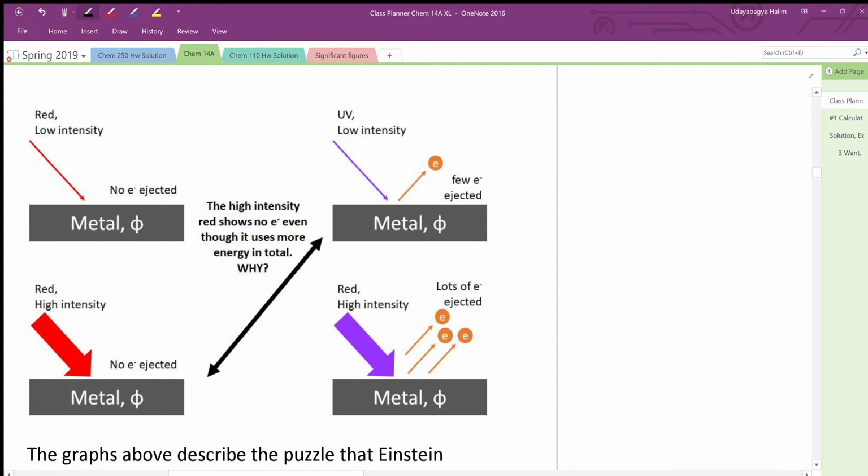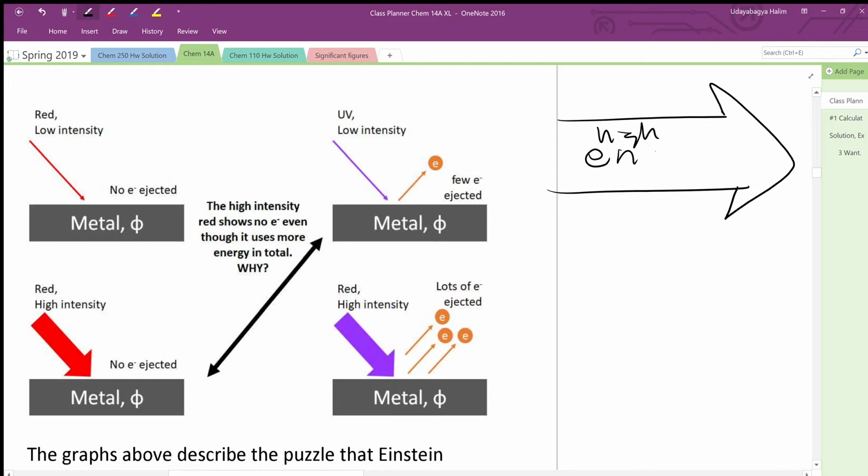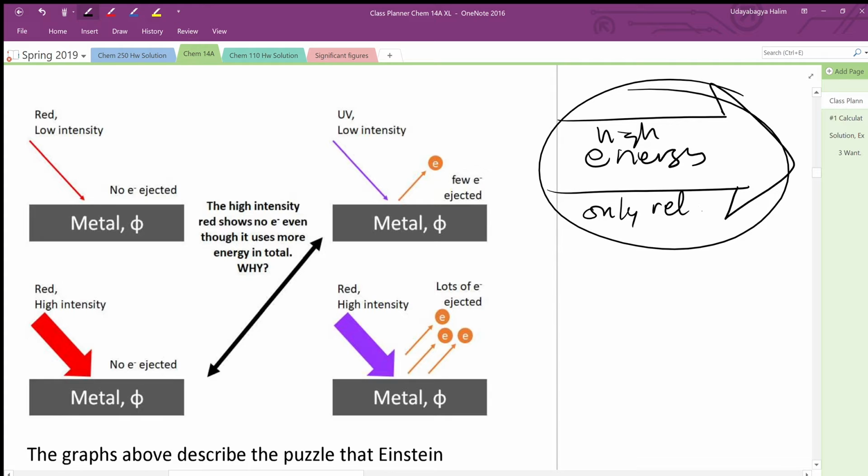And what you know is that if you have an intense beam of light, it's going to carry a lot of energy, high energy. So the more intense a light is, the more energy it has. That's all people knew before, that the energy is somehow only related to intensity.